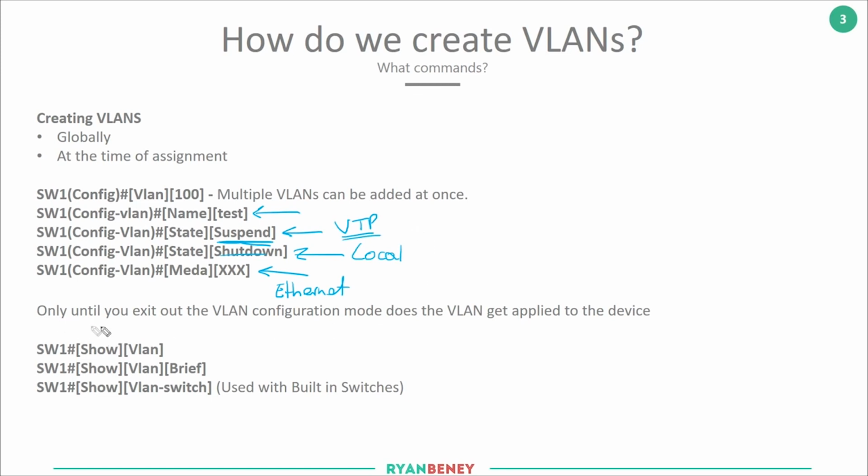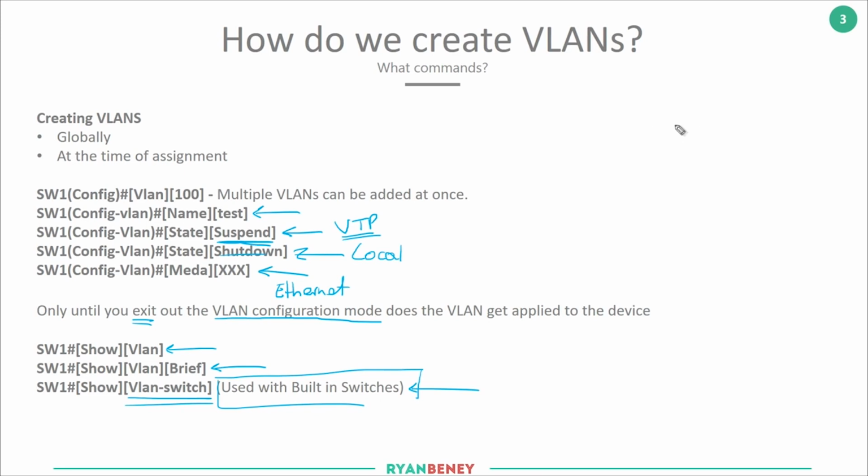Something very important here is that until you exit out of the VLAN configuration mode, the VLAN does not get applied to the device. In order to verify your work, we can use show VLAN, which was previously demonstrated, show VLAN brief, which is a brief output but shows nearly the same information, and show VLAN dash switch. And this is for built-in switches.